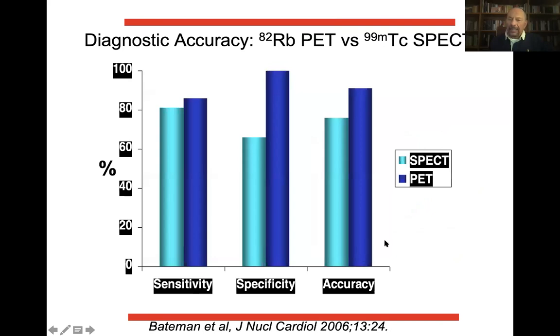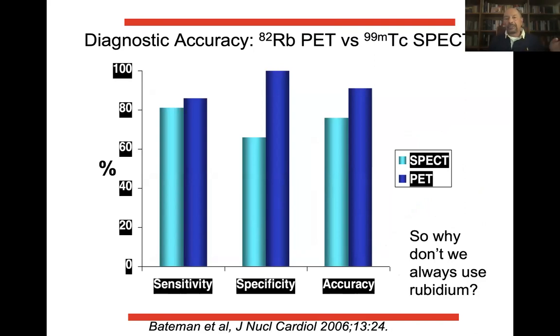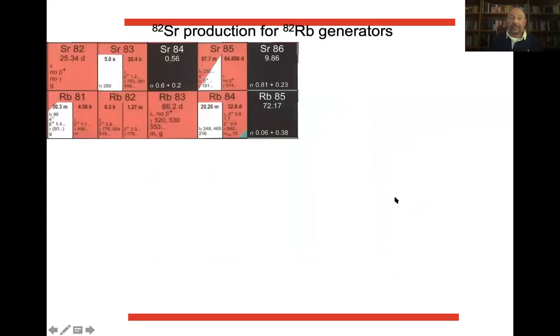So if you look at diagnostic accuracy for sensitivity, specificity, and accuracy, you remember sensitivity and specificity we saw in the previous lecture, the meaning is essentially for the false positive and false negative. You see that PET is always doing a little bit better than SPECT. So you can argue, why don't we use PET? Why don't we forget about technetium and switch to PET for myocardial perfusion studies?